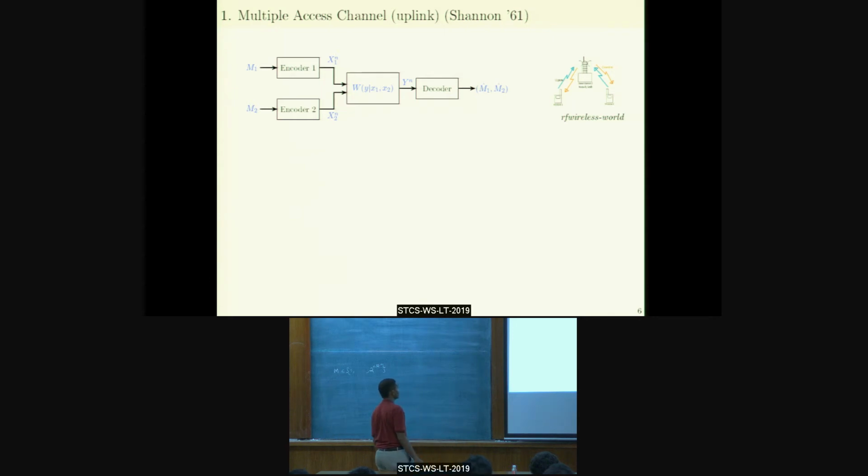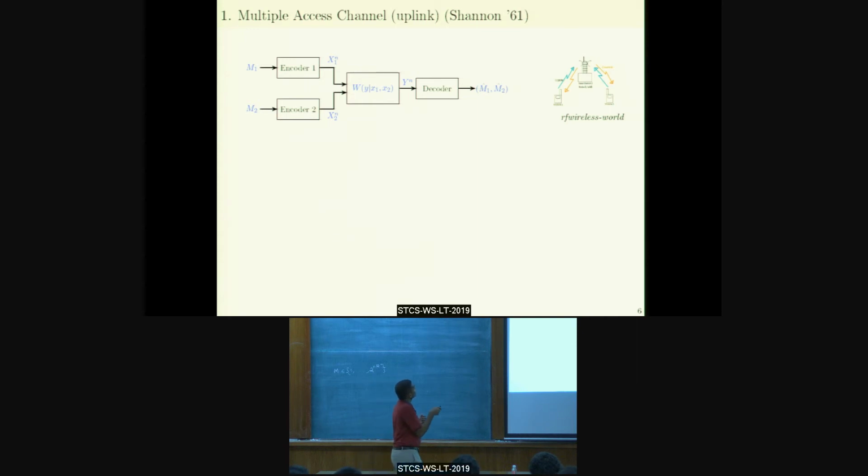So let's take the first building block. The first building block was initially considered by Shannon. It's called the multiple access channel. You have two senders who have two different messages. They want to communicate to a common receiver. So think of, in the current day world, two cell phone users in the same mobile cell who want to talk to the same base station. So that's the setting that's captured here.